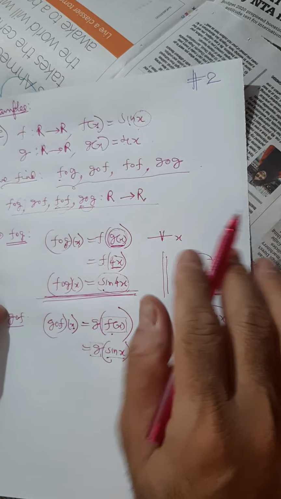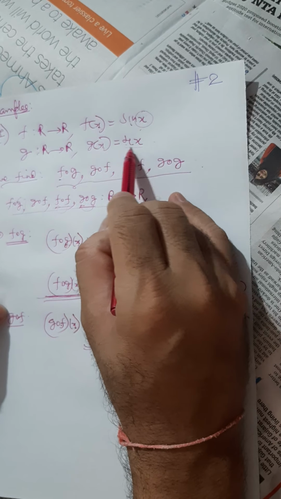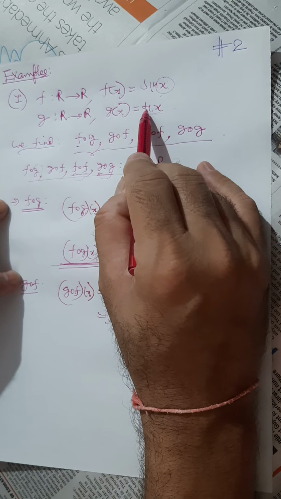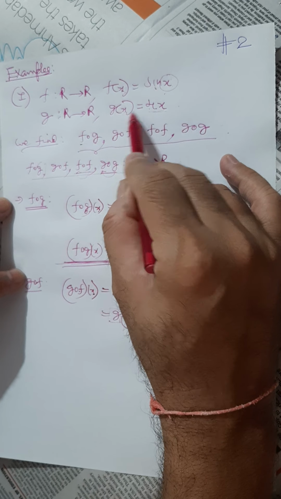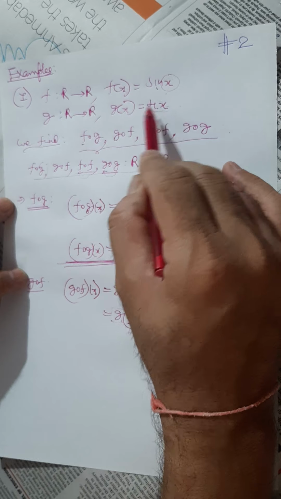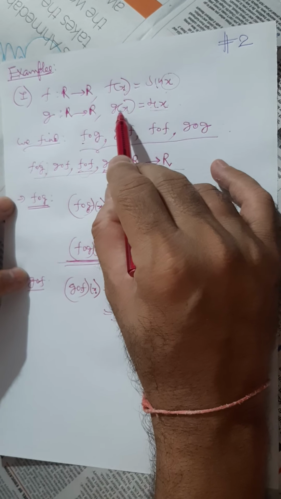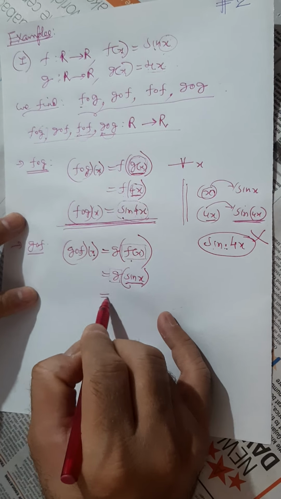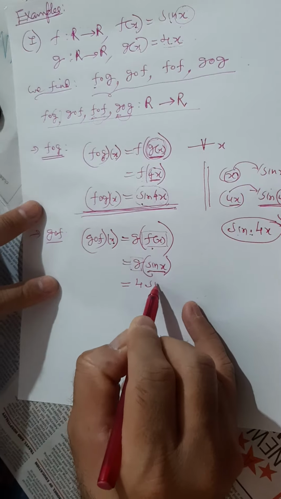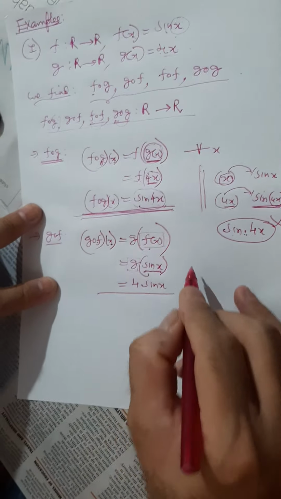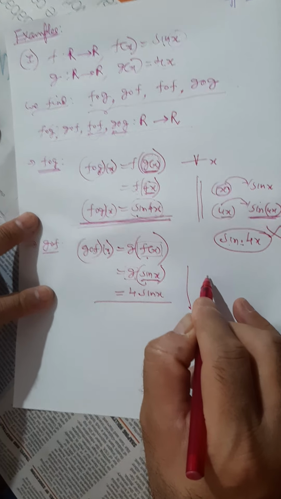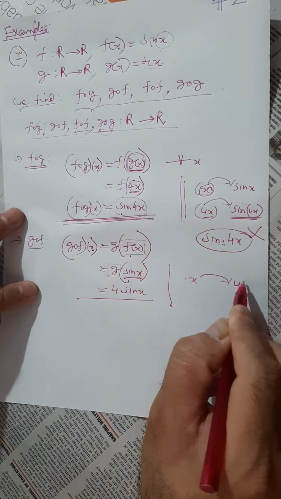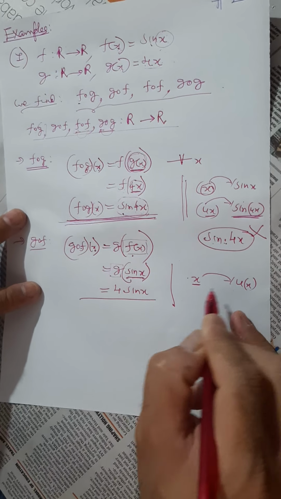Now what is the rule for function g? x becomes 4x. If I write 1 then 4 into 1. If I write 2 then 4 into 2. If I write 3 then 4 into 3. If I write 7 then 4 into 7. If I write 100 then 4 into 100. So here what will I get? 4 times sine x. I repeat, what is the rule for function g? If you have x then it becomes 4 times this bracket, 4x.